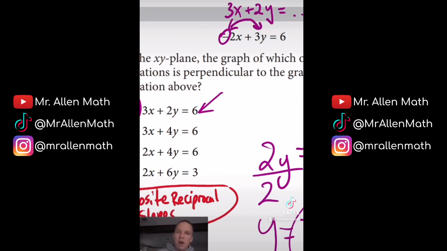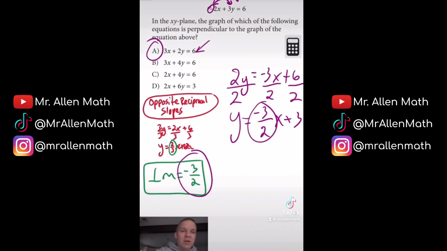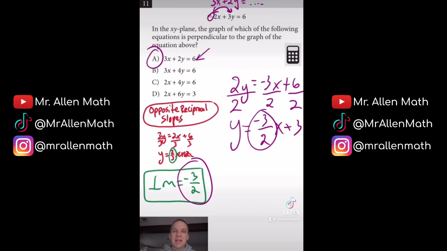All right. That's a little bit harder to understand. I think most of us are probably pretty good with changing to slope-intercept form. So I think that's a method that I would suggest for most of you.